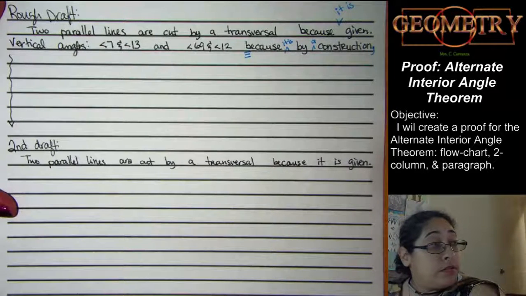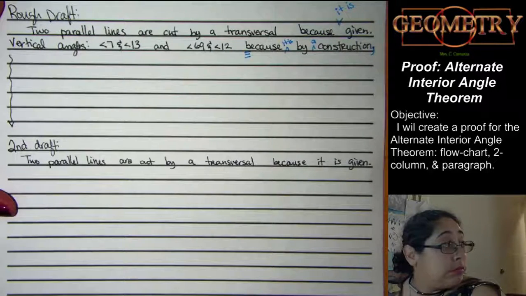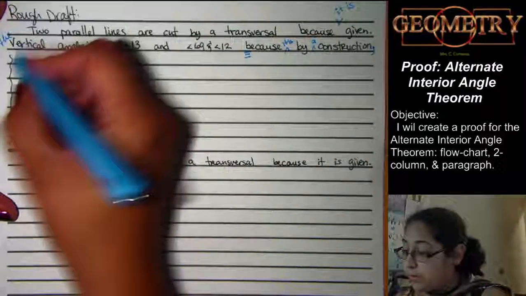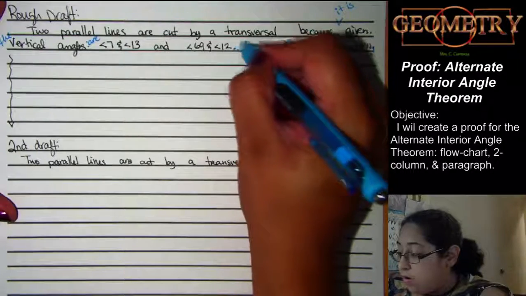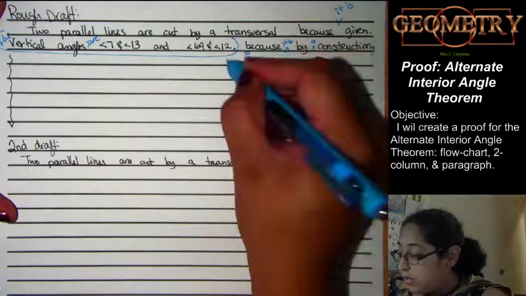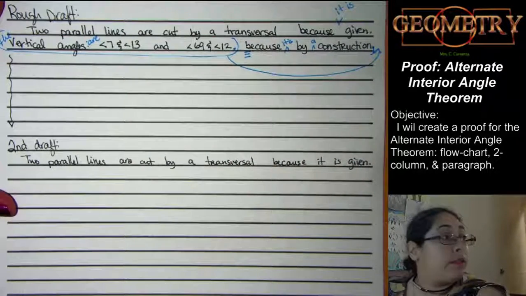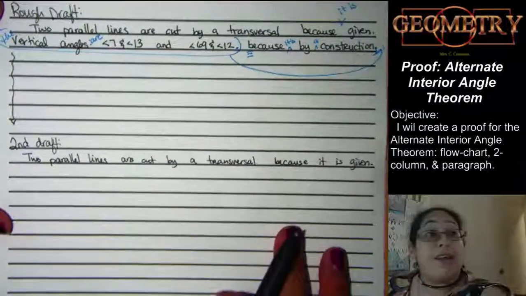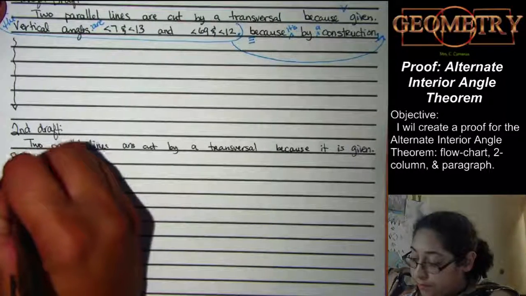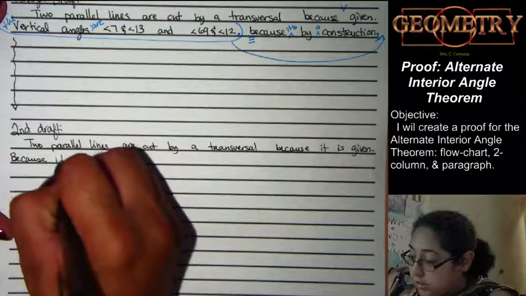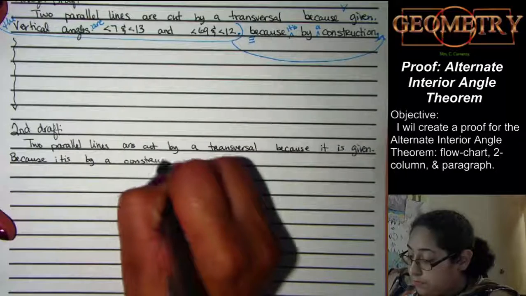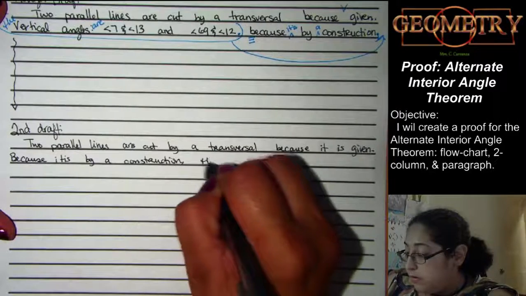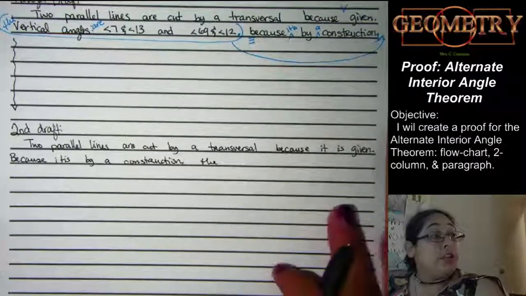So I have because it is by construction, comma, the vertical angles are. So we added the word the, and we added the word are, and we're going to put the sentence here. And all of this stuff right here is going to go back that way. So we're going to write all that change here in our second draft. Because it is by a construction, comma, the vertical angles are, okay? So I'll let you finish that up.